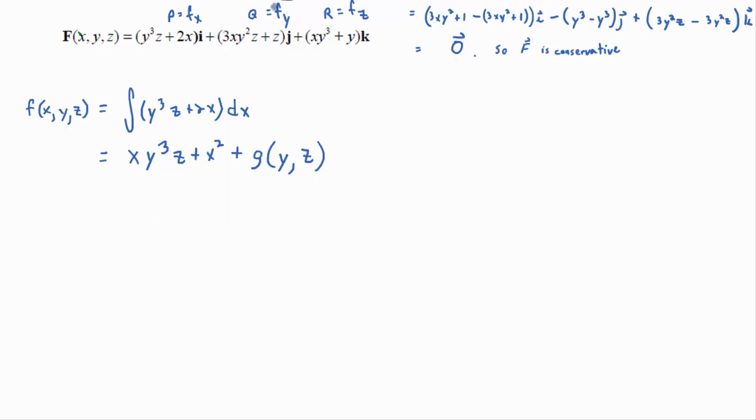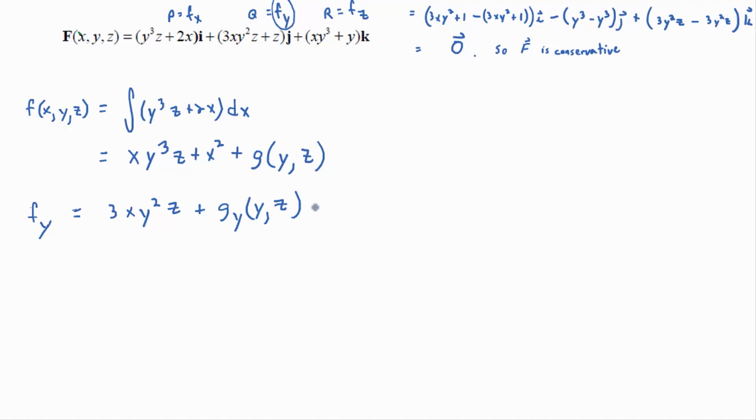Take the derivative with respect to y and set it equal to the Q component of the vector field, which is f sub y. So we're going to do that. We're going to take the derivative of this potential function I just found. I'm going to leave off the of x, y, z notation. I'm not going to write that every time. So what's the derivative of this term, x y cubed z, with respect to y? 3x y squared z plus, that's a 0 plus, you have to use the subscript notation, I think that's the easiest notation to use.